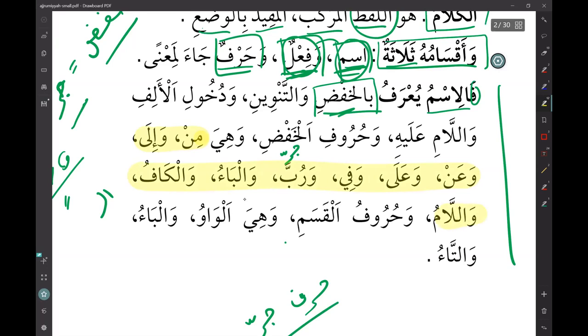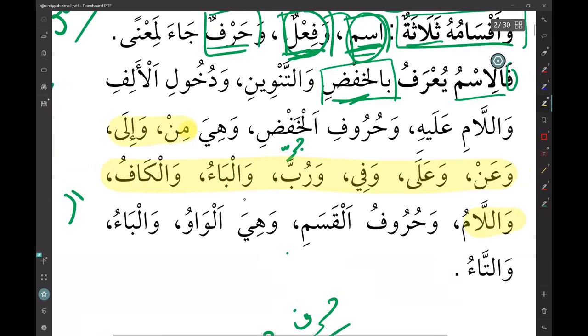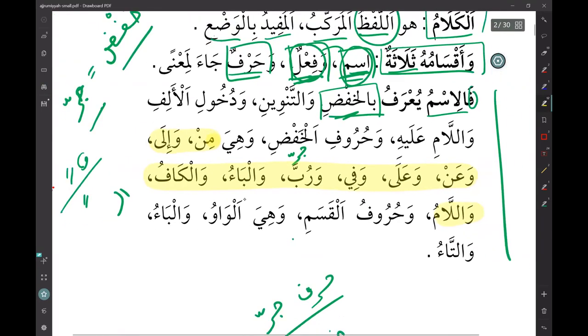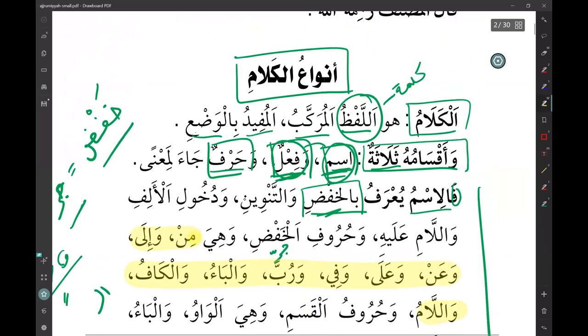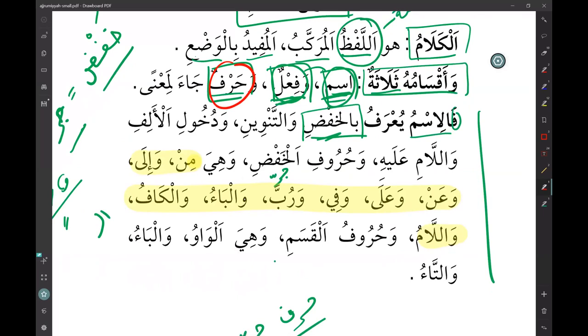Where is it? Okay. So what are the prepositions? What are the harful jar? We have ila. Okay. Here you will see now where this discussion comes. Why did we have to go through explaining what is harf? You will see why it is important right now. Because harf, we said, doesn't have a meaning by itself. The meaning will be clarified by what? By having a noun or the verb.